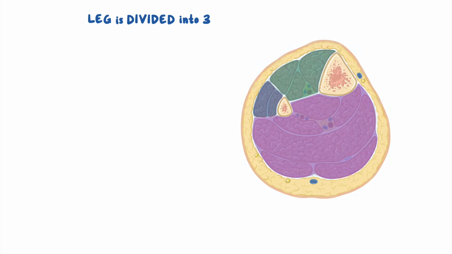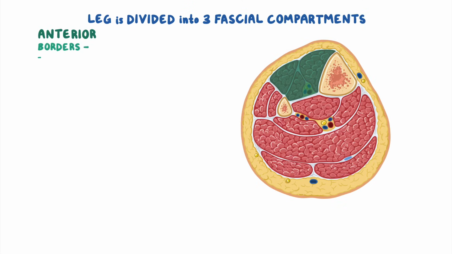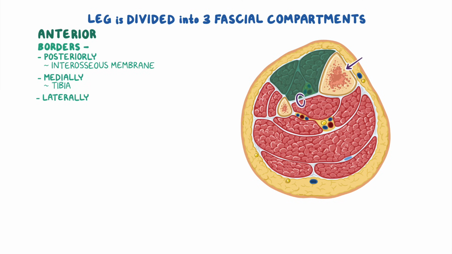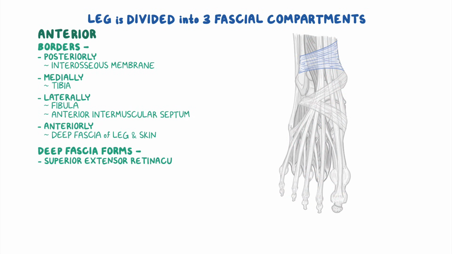Alright, as a quick recap. The leg is organized into 3 fascial compartments. The anterior compartment is bound posteriorly by the interosseous membrane, medially by the tibia, and laterally by the fibula and anterior intermuscular septum. Anteriorly, it's bound by the deep fascia of the leg and skin. Inferiorly, the deep fascia forms the superior extensor retinaculum and the inferior extensor retinaculum.